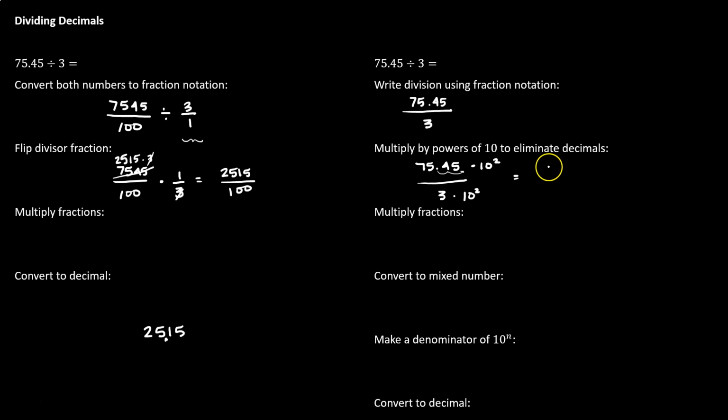This would then become 7,545 in our numerator over 3 times 10 squared in the denominator. At this point, I want to recognize that the goal would be to keep a denominator of 100 so that I can convert to a decimal easily. So I'm going to, again, try and reduce any factors in my denominator that are not powers of 10. In this case, it's the 3. We already did that earlier. We said 2,515 times 3 is the same as our numerator.